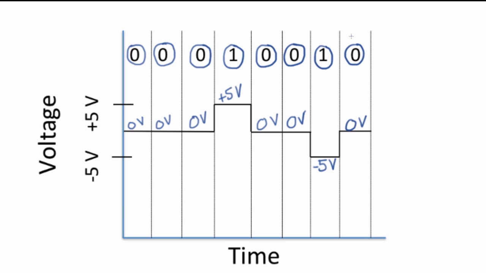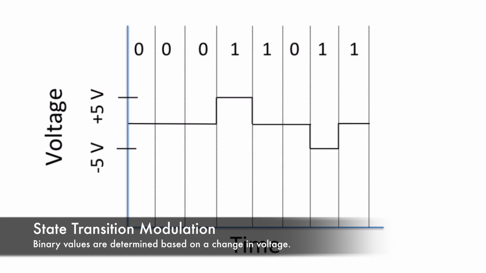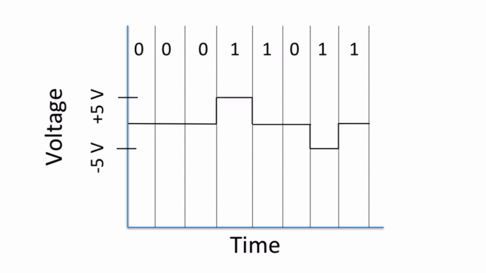That's current state modulation. Let's contrast this with state transition modulation. With state transition modulation, it's not the presence or the absence of voltage that determines whether we're representing a binary 1 or a binary 0. It's whether or not the voltage has changed. Has it transitioned from its previous state, from its previous timing interval? Notice in this first time slot we have 0 volts. And we'll assume that the previous time slot was also 0 volts. That would have given us no transition, so we have a binary 0.